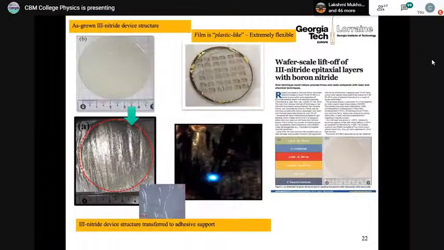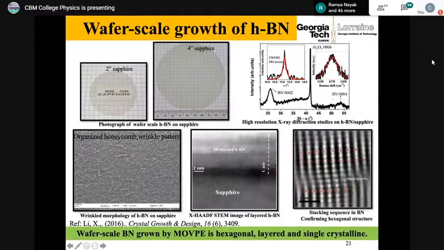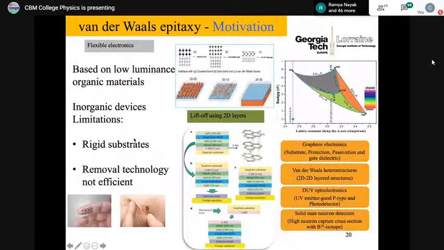Using this material, we have gone further and demonstrated wafer scale hexagonal boron nitride as a sacrificial layer. We use this wafer scale hexagonal boron nitride to make a quantum well device which can emit blue light. After that, we made a wafer scale transfer. Whatever I showed here is a demonstration by the NTT group.